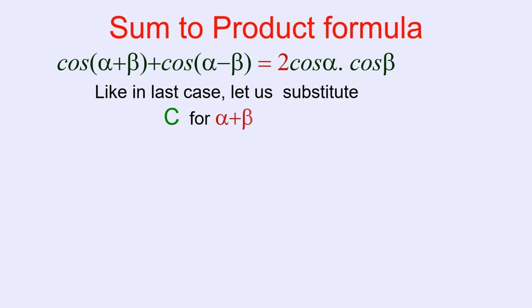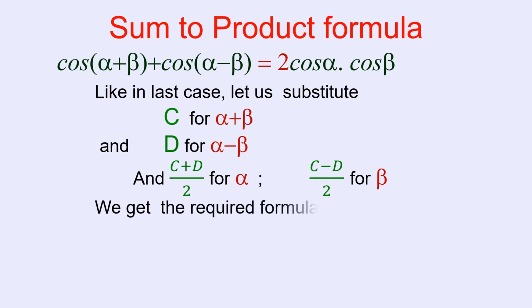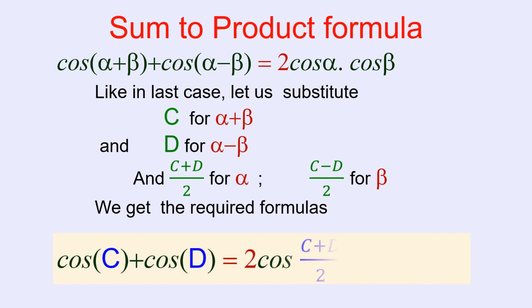Like in the previous case, we substitute c for alpha plus beta, d for alpha minus beta, half of c plus d for alpha, half of c minus d for beta. We get the required formula: cosine of c plus cosine of d equals 2 times cosine of c plus d by 2 into cosine of c minus d by 2.